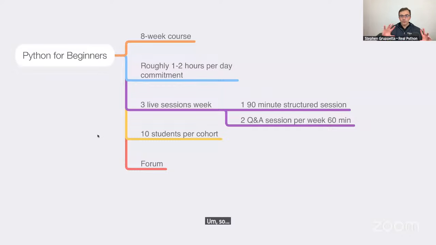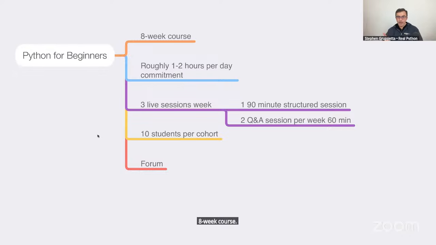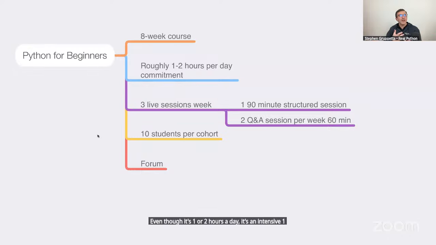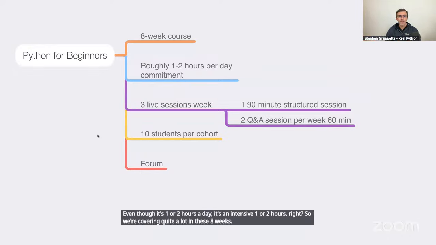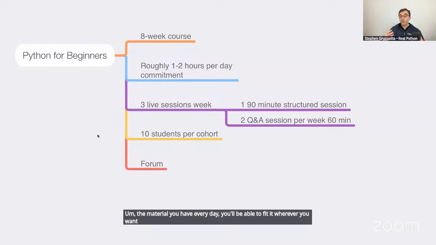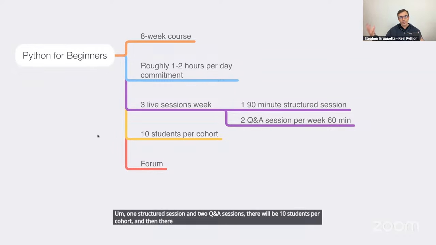So in a nutshell again, and then I'll check whether there are any questions. 8-week course. Roughly, you want to have about 1 or 2 hours commitment per day. Even though it's 1 or 2 hours a day, it's an intensive 1 or 2 hours, right? So we're covering quite a lot in these 8 weeks. The material you have every day, you'll be able to fit it wherever you want in your day, but we'll also be meeting live 3 times a week. One structured session and 2 Q&A sessions. There will be 10 students per cohort, and then there's a forum that will keep chatting all along.